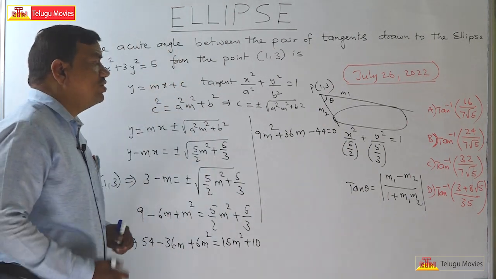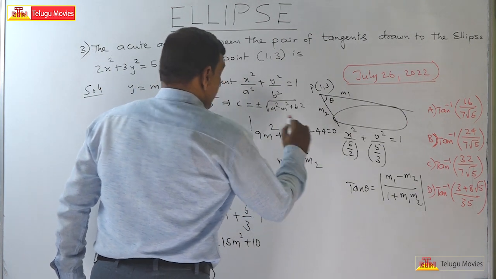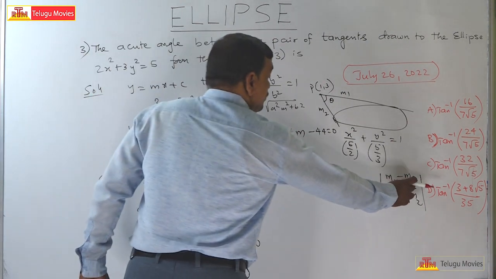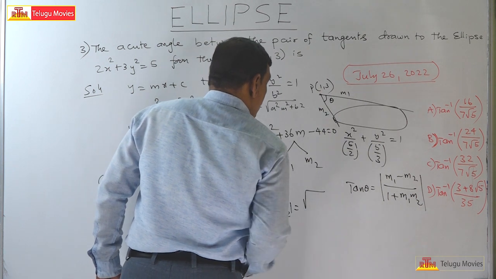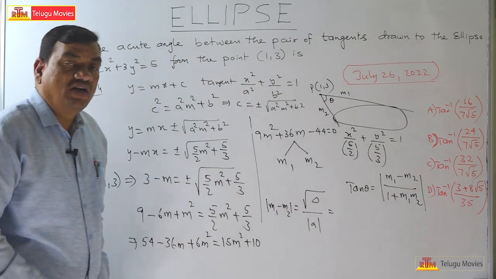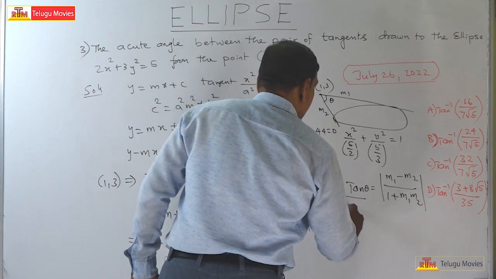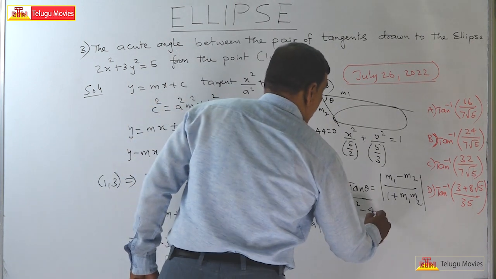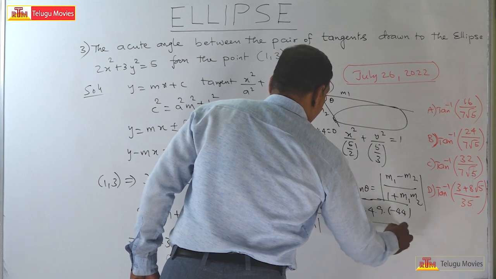So not possible. So this quadratic equation will have two roots, that is m1 and m2. We know what is the difference of the roots. So the difference of the roots is m1 minus m2 is equal to square root of delta by modulus of a. Square root of delta, delta means here the discriminant. So this is equal to square root of b square minus 4ac, that is 36 square minus 4 into 9 into minus 44, by modulus of a.